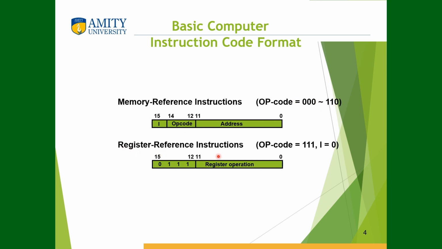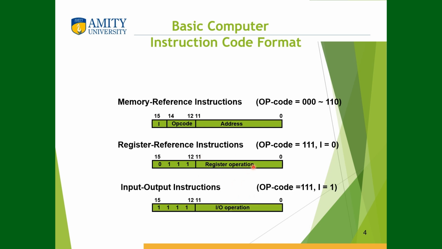The register reference instruction, on the other hand, has a fixed opcode and addressing mode. So from bit number 12 to 15, the code has to be 0, 1, 1, 1. Whenever the opcode is 1, 1, 1 and the addressing mode is 0, that means this is a register reference instruction. The address is used for determining the register operation. The third type is the input output instruction. For this, the opcode and the addressing bit, all of them are set to 1. So we have 1, 1, 1, 1 for the 12th to the 15th bit, and this sort of sequence determines that it is an input output instruction.